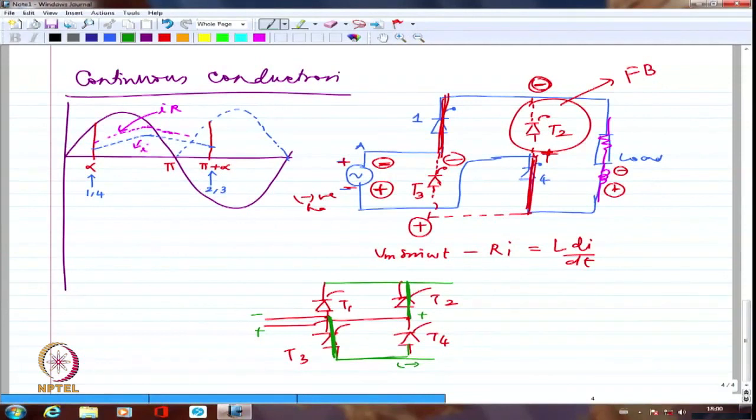If I have to fire 1 and 4, it has to be in the positive half cycle. If I have to fire 2 and 3, the firing has to be done only in the negative half cycle. Otherwise, I cannot really do that. So, now if I look at the voltage for this, the load voltage, I'm talking about load voltage. So, this current will repeat itself.